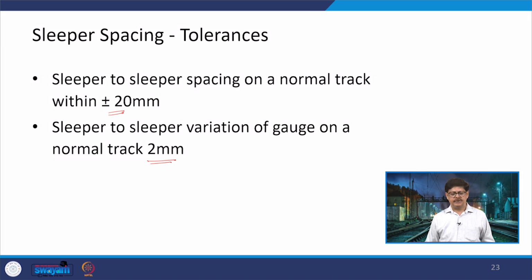With this we close today's discussion. We discussed the functions and requirements of the sleepers used on tracks, the sleeper density, the sleeper spacing, and finally towards the end we talked about the tolerances. With this we close this lecture. Thank you, and we will be meeting in the next lecture.